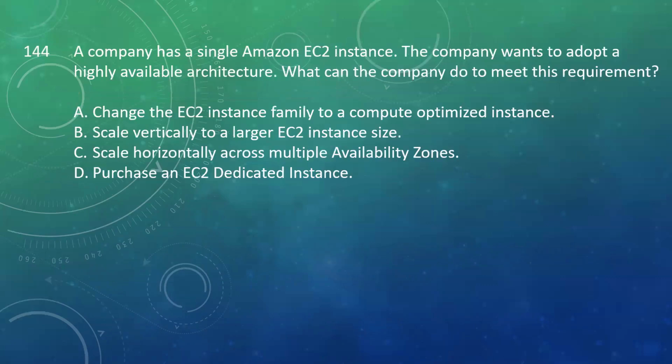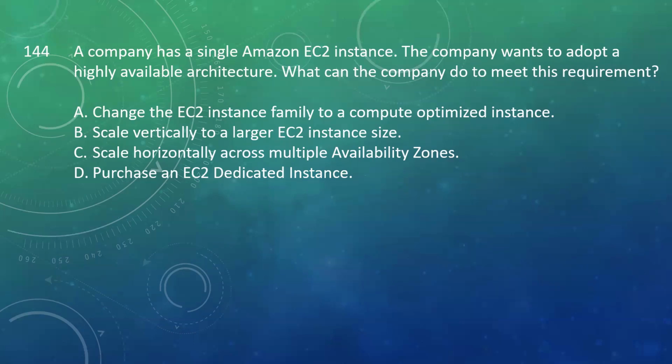Next question. A company has a single Amazon EC2 instance. The company wants to adopt a highly available architecture. What can the company do to meet this requirement? Your options are change the EC2 instance family to a compute optimized instance, scale vertically to a larger EC2 instance size, scale horizontally across multiple availability zones, purchase an EC2 dedicated instance.